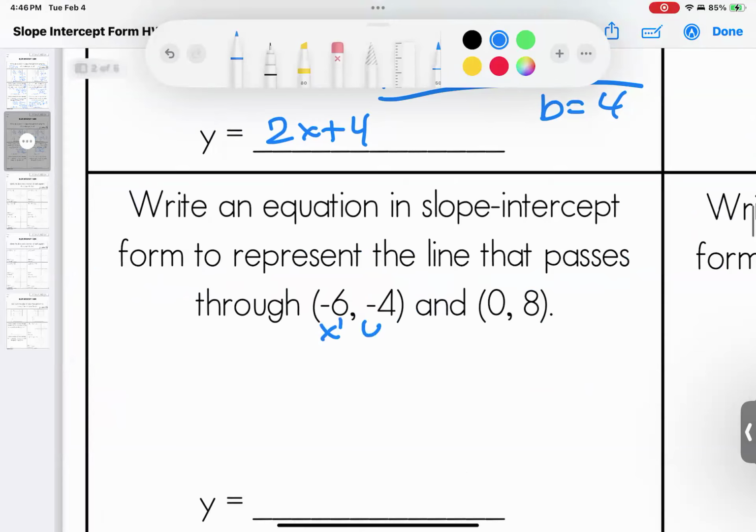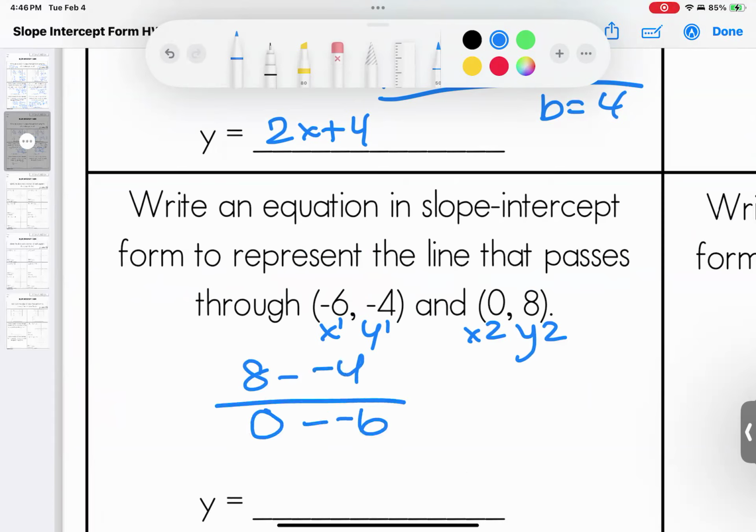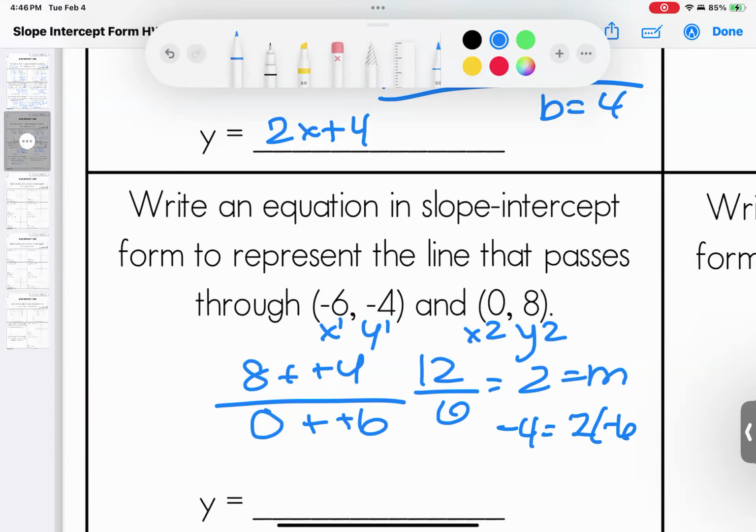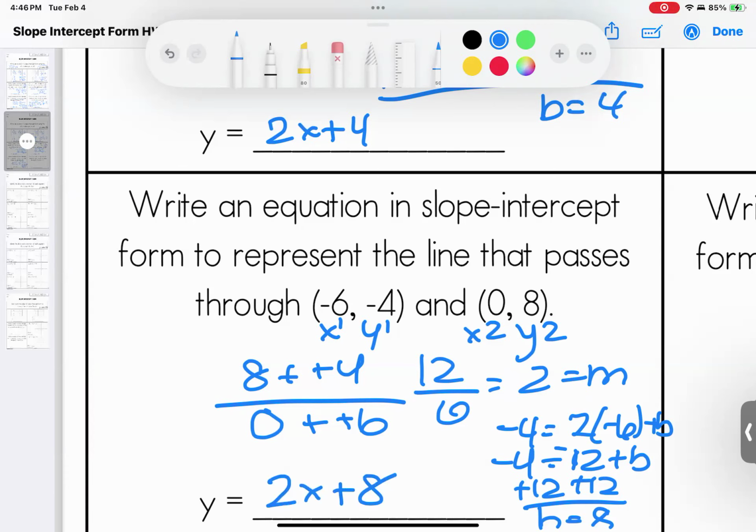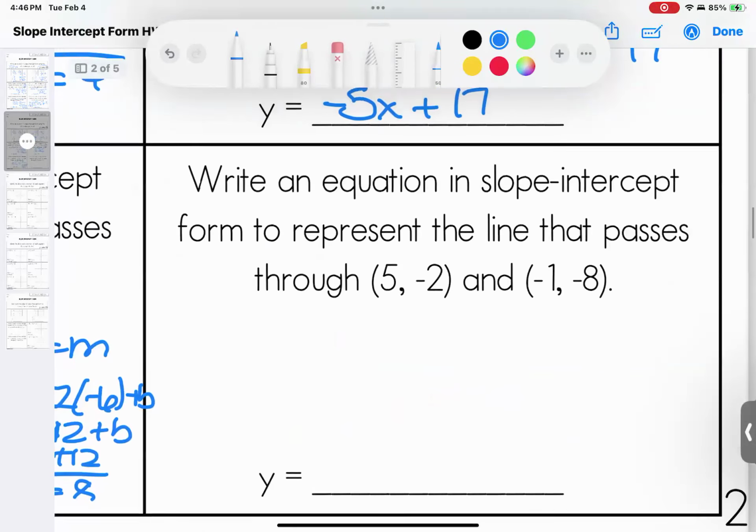Over here, x1, y1, x2, y2. So we have 8 minus -4 over 0 minus -6. Keep change is 12 over 6, or 2 for your m. Y equals mx plus b would be -12 plus b. Add 12 to both sides. We have a b of 8. Y equals mx plus b, filling in our solutions.